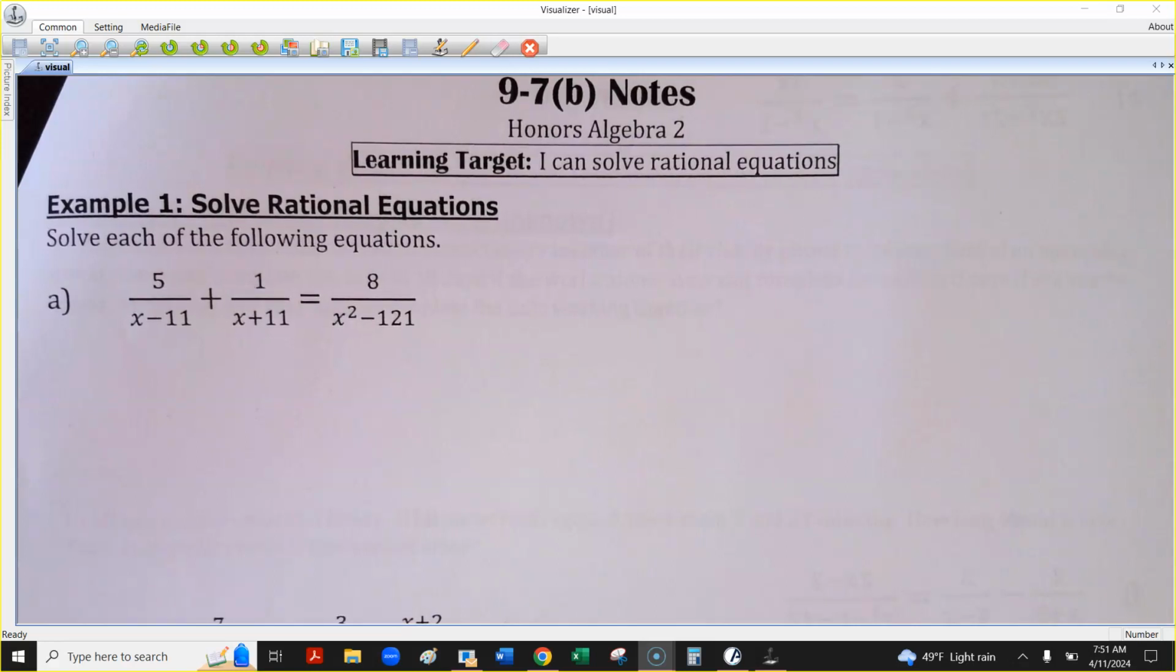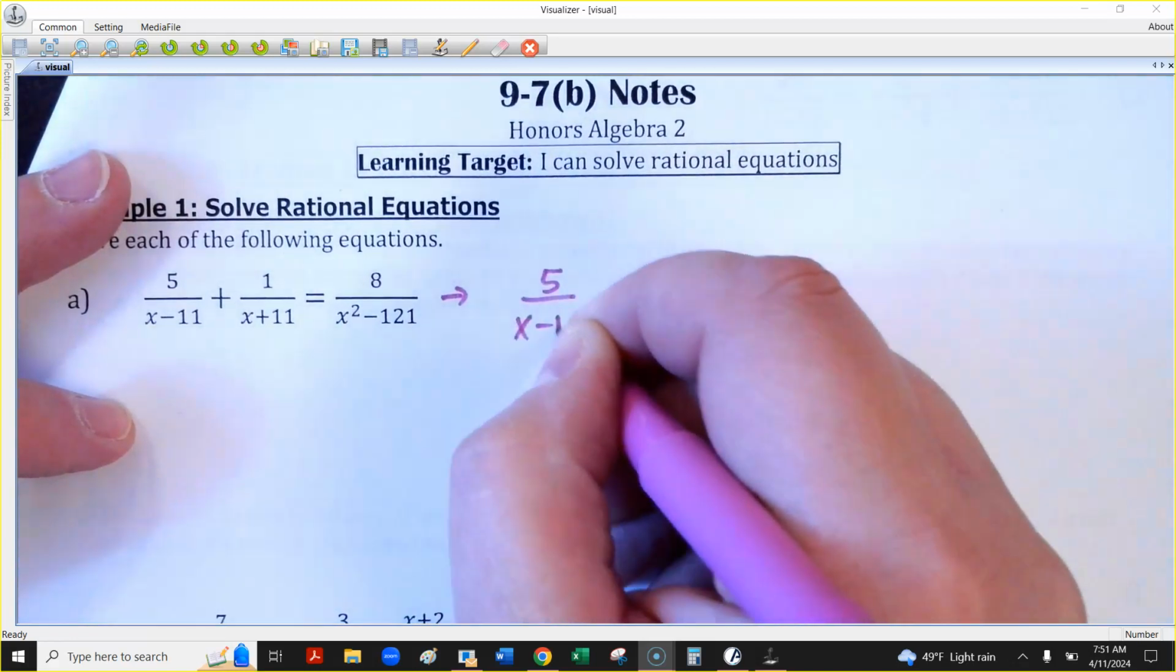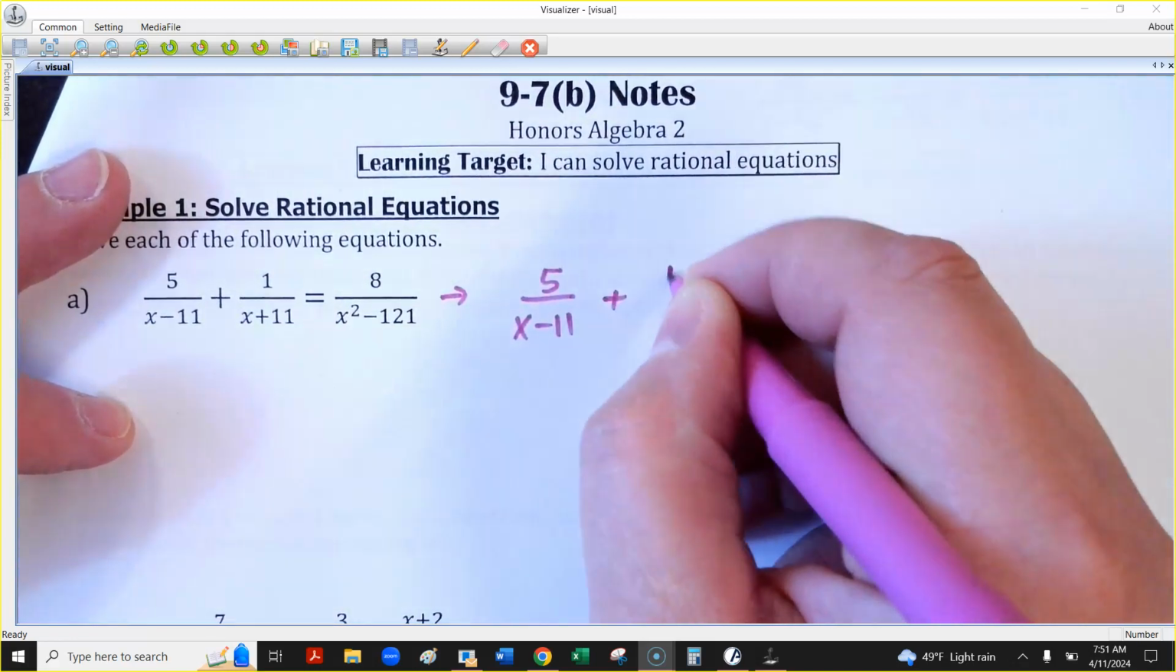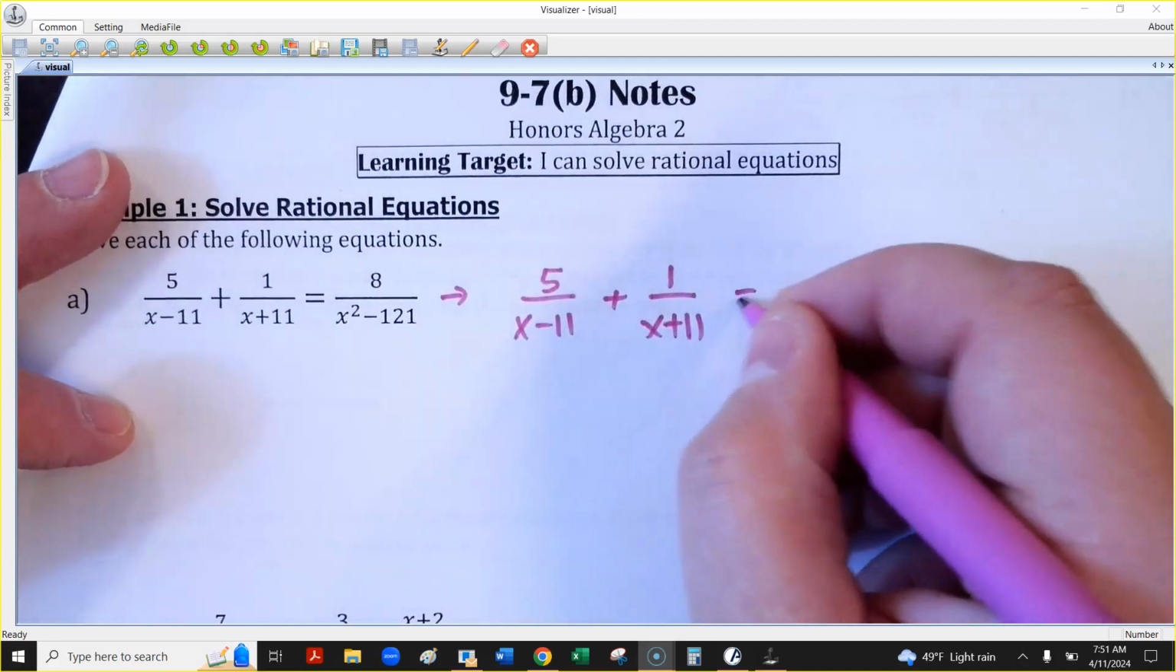I was mentioning while we were looking at the notes, if on any of the denominators you can factor something, you should try to do that. So what I'm going to do here, I'm just going to leave that first fraction and that second fraction alone because there's nothing I can factor.